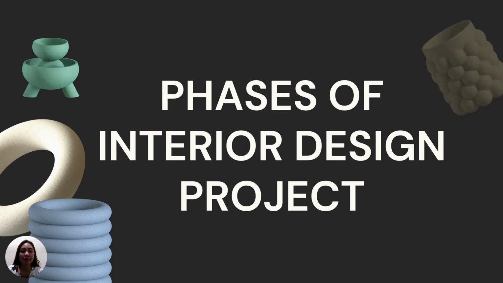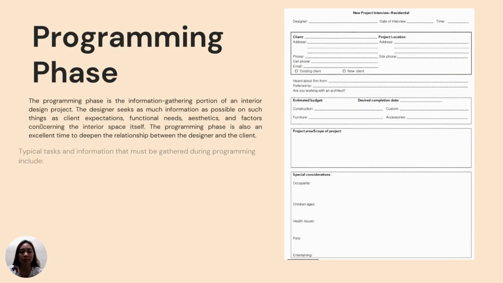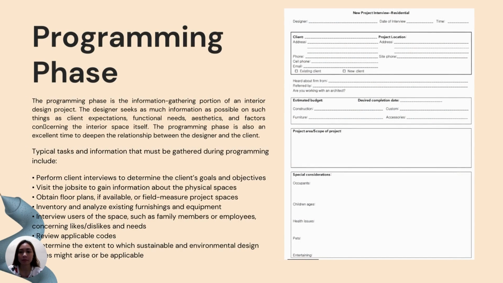Phases of an interior design project. The common five phases are programming, schematic design, design development, preparation of contract documents, and contract administration. For the programming phase, it is the information gathering portion of an interior design project.